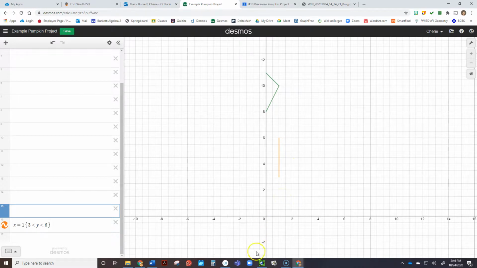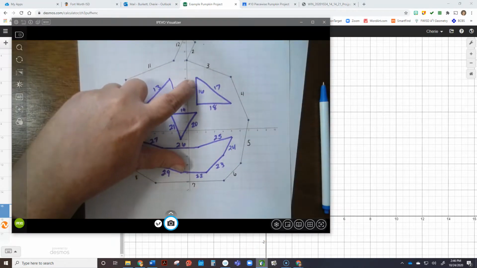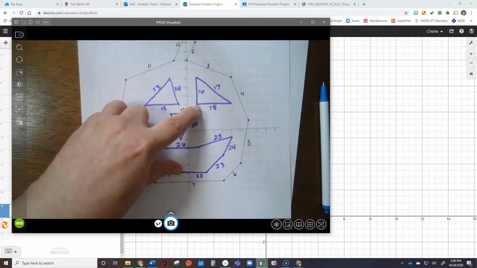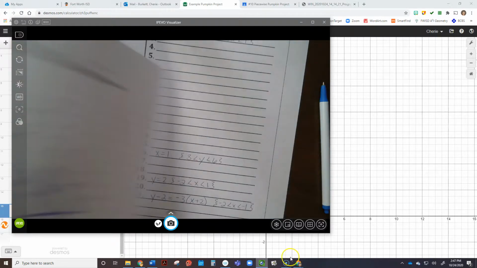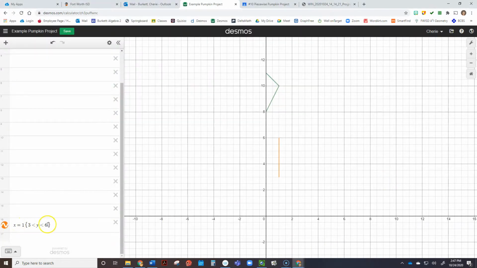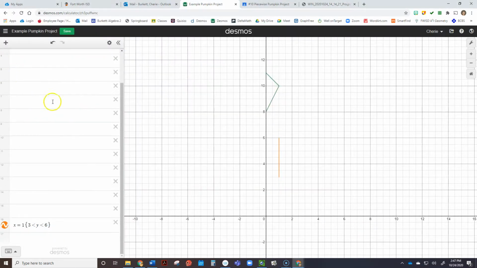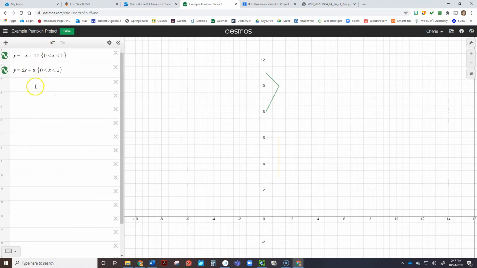And by the way, that vertical line is this one right here. See my line number 16? It's a vertical line. It starts at the y value of 3 and it stops at the y value of 6. That's how I knew 3 to 6. Okay, so the equations that are on the paper that you take a picture of and turn in should match the line number over here of the equations that you are going to enter on Desmos to get the pumpkin drawn. I do not need the ordered pairs, the endpoints, the dots.